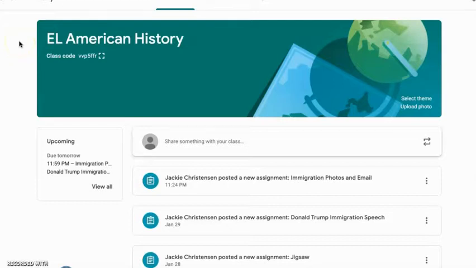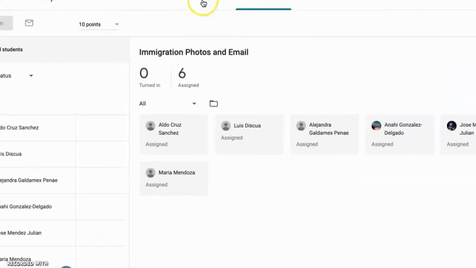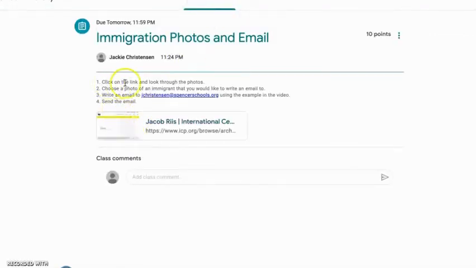Otherwise, next you will go to Google Classroom. So go ahead and go to Google Classroom and click on the EL American History Classroom. There you are going to click on the first thing you see that says immigration photos and email. Here are the directions. It says click on the link and look through the photos. Choose a photo of an immigrant that you would like to write an email to.